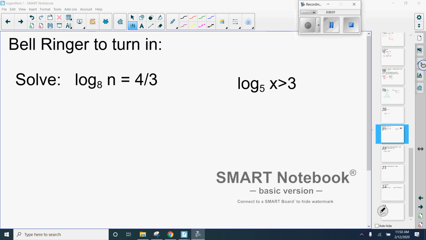Look at it yesterday. We talked about how you can actually solve these. You have to put it into an exponential format. What is the exponential format?